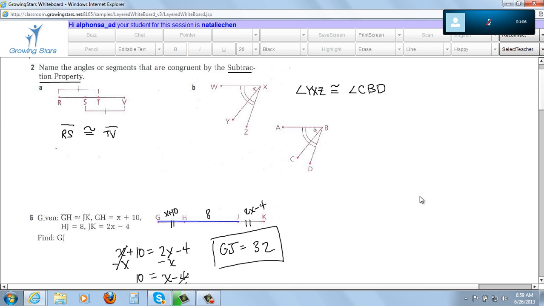So can you just try this question? A segment skew to BC. We'll do only one more question and then we'll proceed to the next lesson. Skew to BC. Skew lines are lines that do not intersect and are not coplanar.